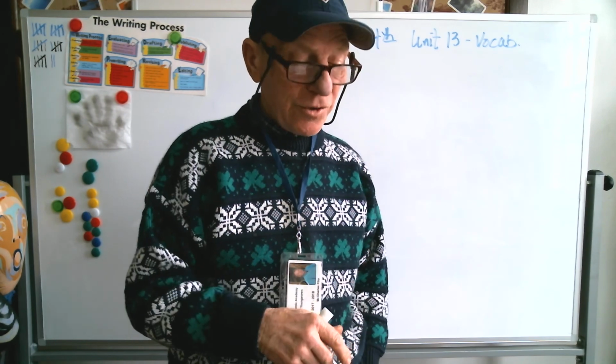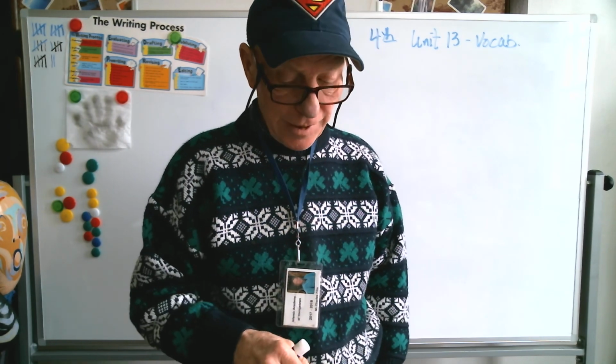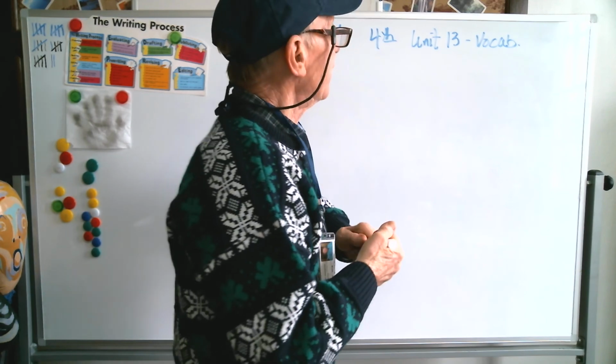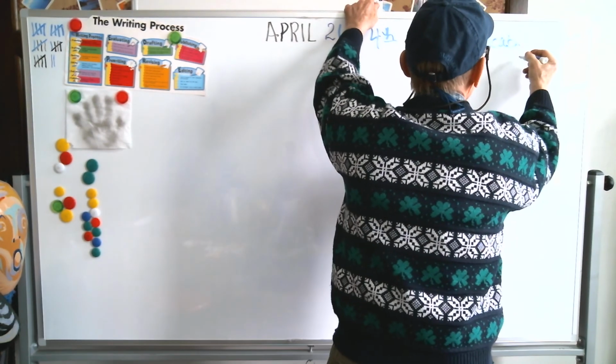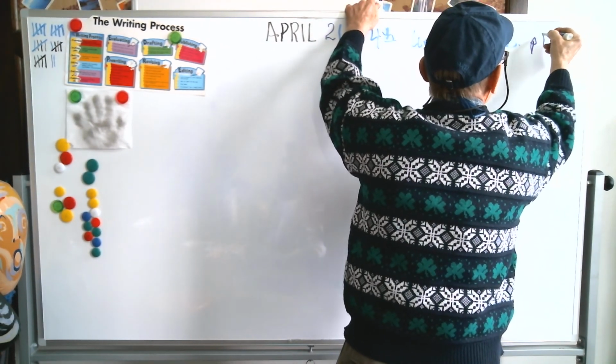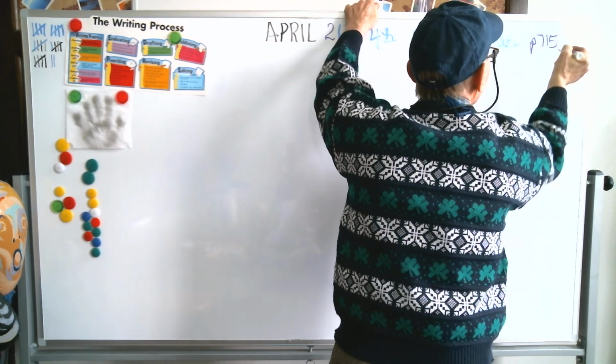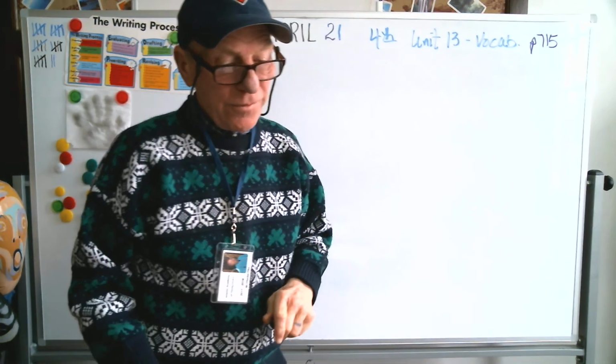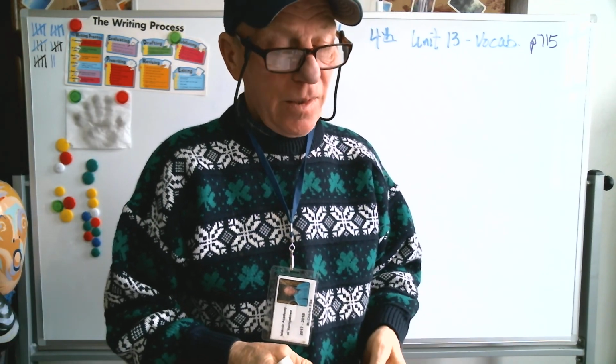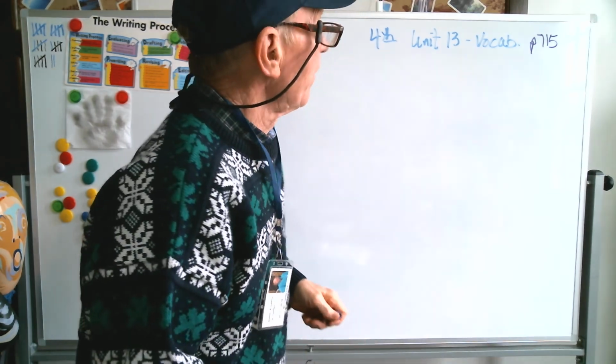We're actually going to start chapter 13 on page 715, 715 in your workbooks. And this chapter is about algebra, more specifically perimeter and area.